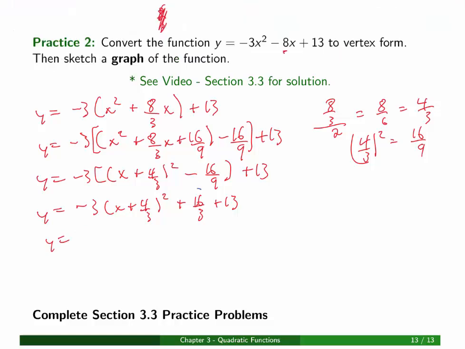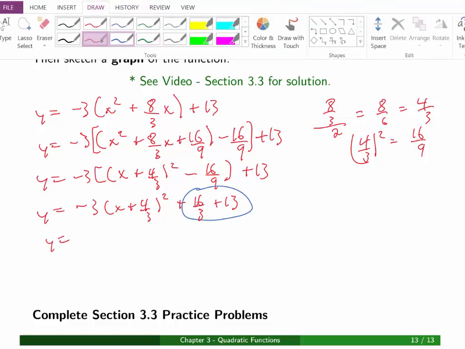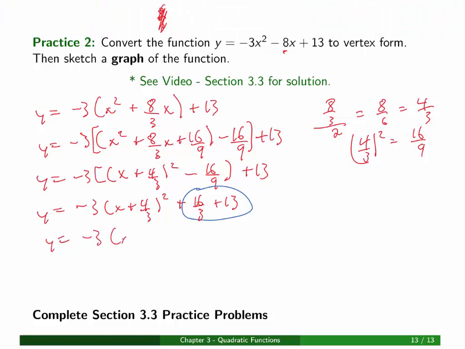Now, like before, we're going to collect like terms here, or we're going to simplify. So we have negative 3 times x plus 4 over 3 squared, and 16 over 3 plus 13 will come out to be 55 over 3. We're just adding fractions. If you don't have a calculator that does this for you, you're going to have to go 13 times 3 to get a common denominator, which is 39 over 3, and that comes to be 55 over 3. So that is the answer.